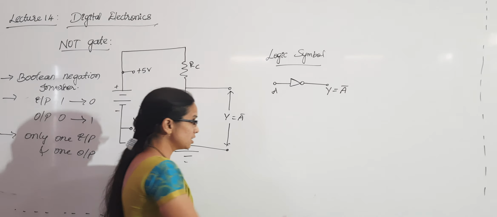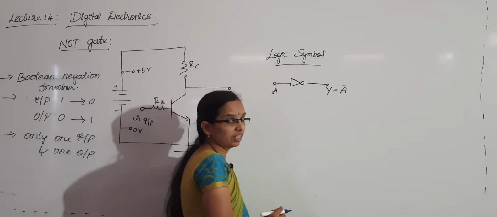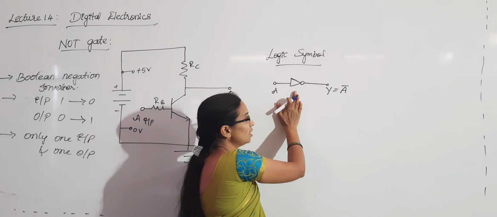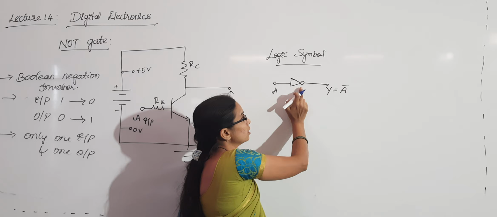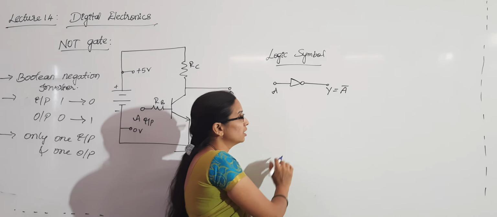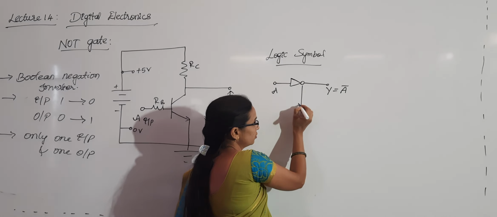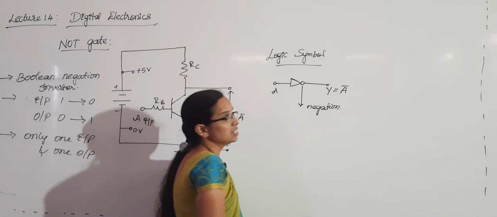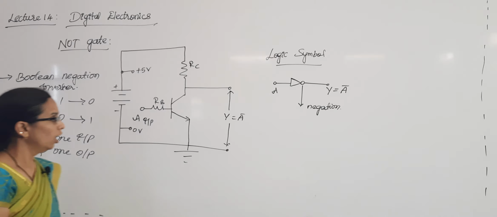Okay. We should not forget this bubble. This looks like a diode, but this is not a diode. This is the logic symbol of the NOT gate. See, this bubble indicates negation. It is the symbol of negation.